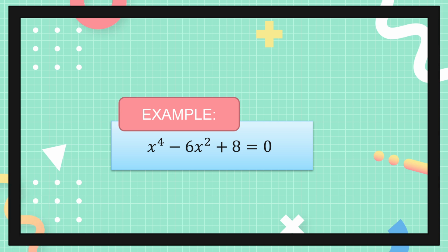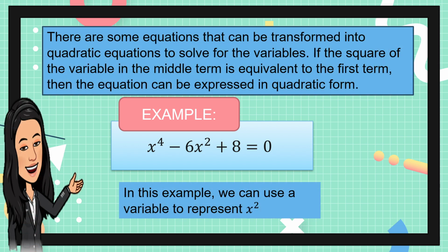Good day everyone. Today I will show you how to solve this kind of equation using quadratic form or the solutions in quadratic equation like factoring method. So there are some equations that can be transformed into quadratic equations to solve for the variables. Just like in this example, x raised to 4 minus 6x squared plus 8 equals 0.